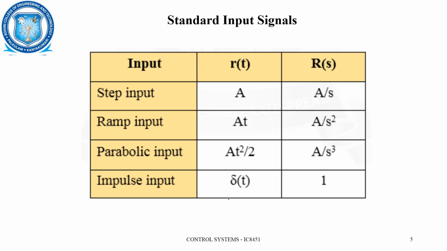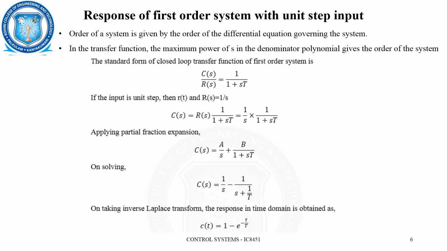Normally, by taking the Laplace transform of these signals, A becomes A by s, At becomes A by s square, At square by 2 becomes A by s cube, and the impulse signal value will be equal to 1. The exponential term is of minus value. I mean, it is decreasing, but it is 1 minus the decreasing value.